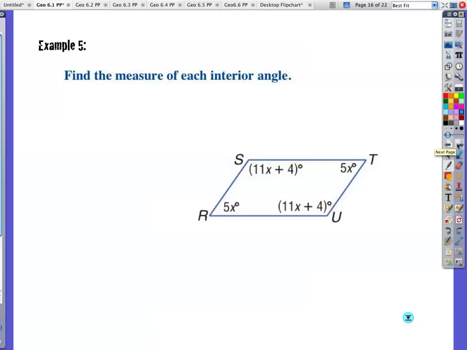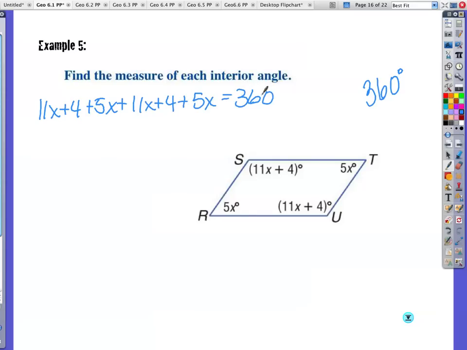Find the measure of each interior angle. Okay, so go back to quadrilaterals. Quadrilaterals have a total of 360 degrees. If you need to refigure it, fine. If you need to look at your chart, fine. So basically, when I add all of this up, 11x plus 4 plus 5x plus 11x plus 4 plus 5x has to total 360. Okay? 11x, 11x, 5x, and 5x. That's 22 plus 10 is 32x plus 8 equals 360.